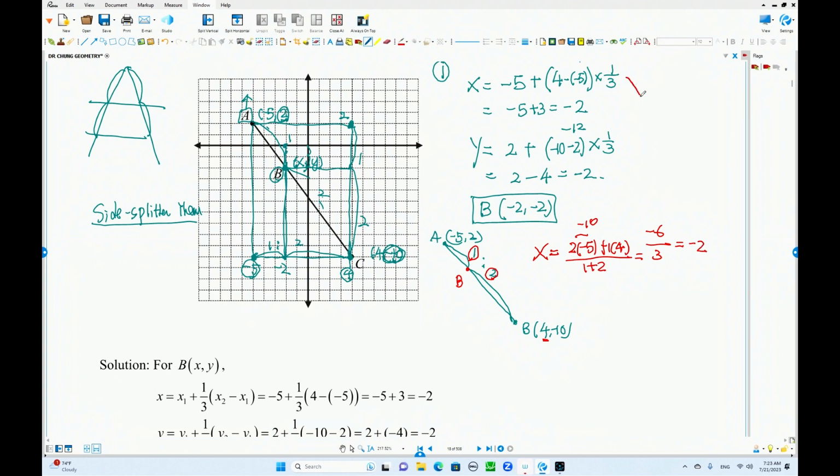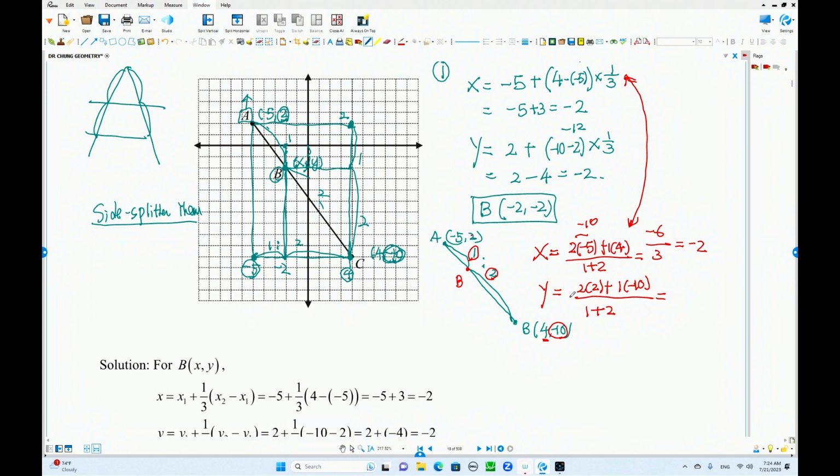Because the formula came from here. They are equivalent. They're going to have the same result, okay? So what about y? Same as before. 2 times y over here. Y coordinate 2. 2 times 2. And plus 1 times the other y coordinate, 10, right? 1 times negative 10. And plus 1 plus 2.